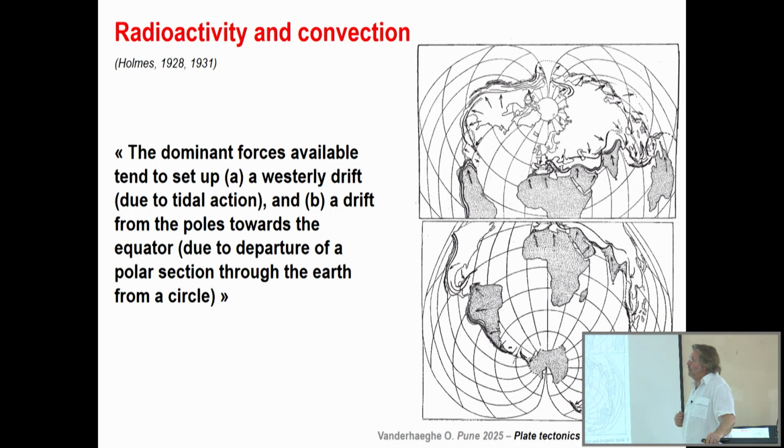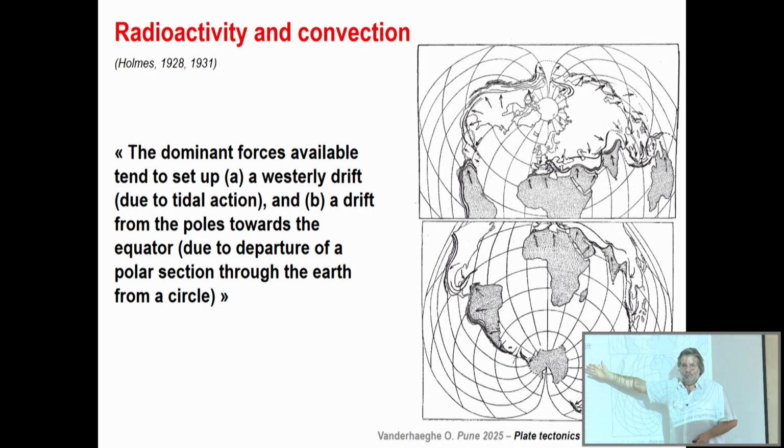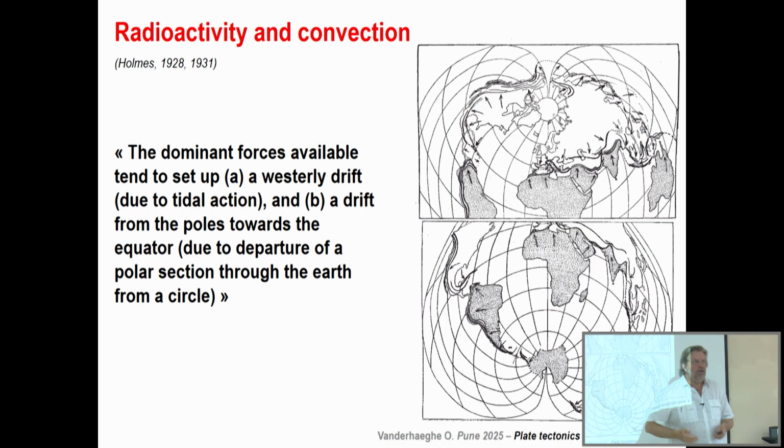then the dominant force available tends to set up a westerly drift due to tidal action and a drift from the poles towards the equator due to departure of a polar section through the Earth from a circle. So basically he said, okay, when we look at the present day mountain belts, they're not consistent with that. So we need another force.